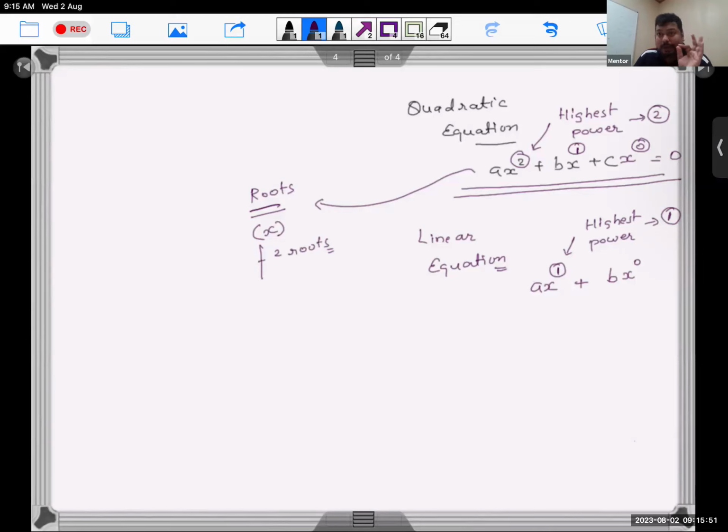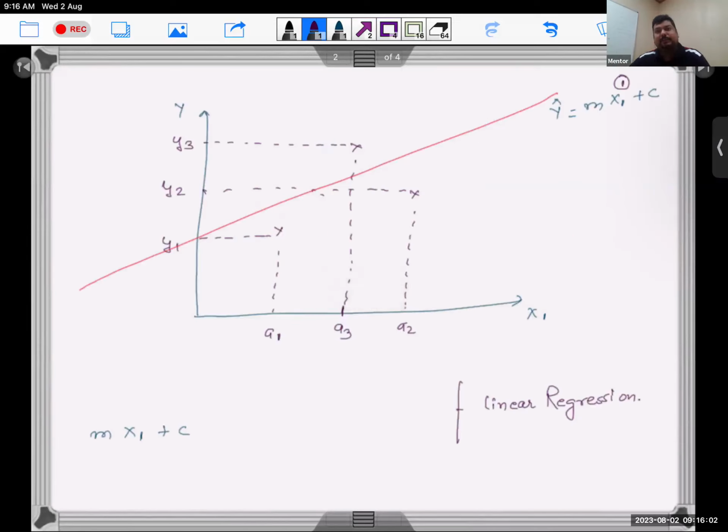So what do I know in this equation? I know A, B, and C. I do not know X. That is the objective for me to find. Keep this in mind. Now, in this equation, what is it that I do not know in mx1 plus c? Think about this carefully. M and C are the unknowns. So it is equivalent to saying I do not know A, B, and C.